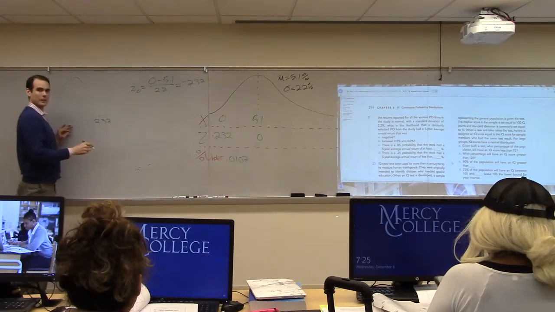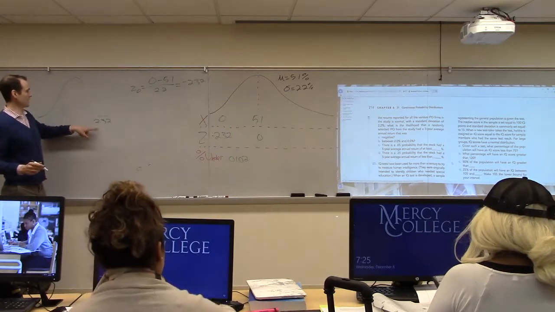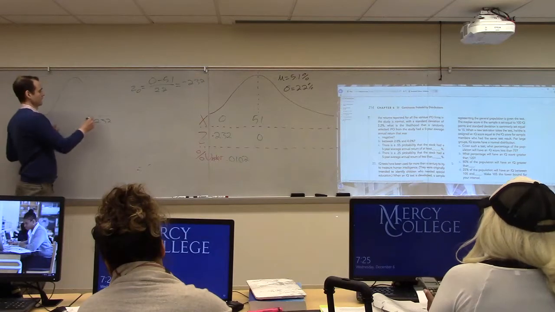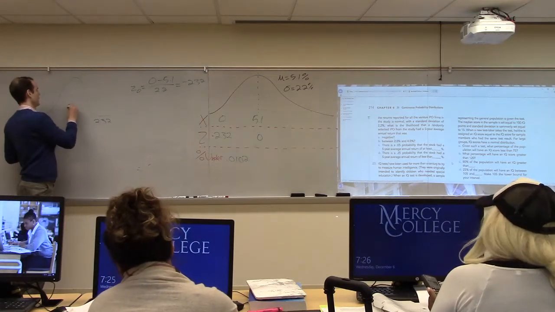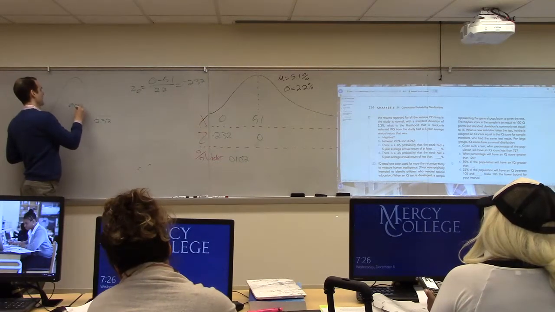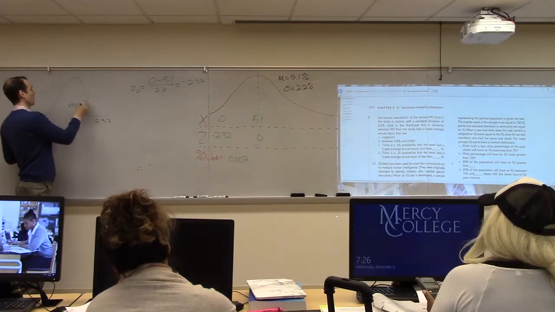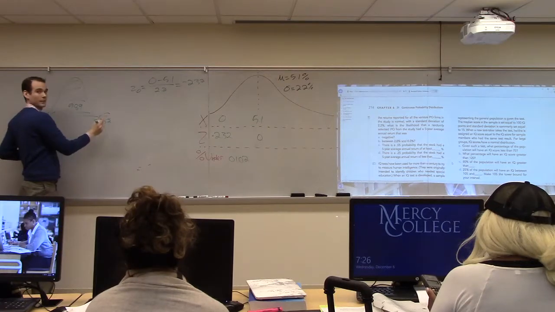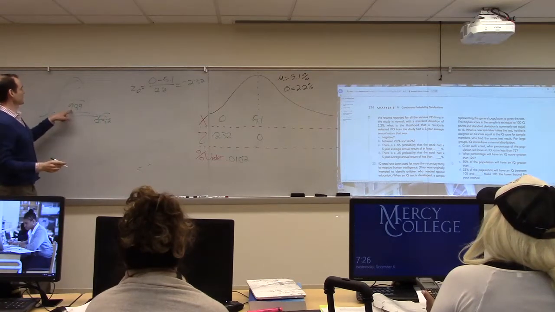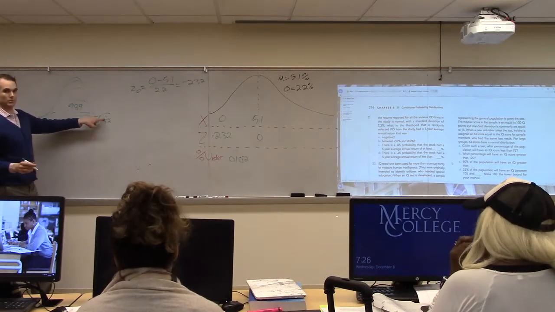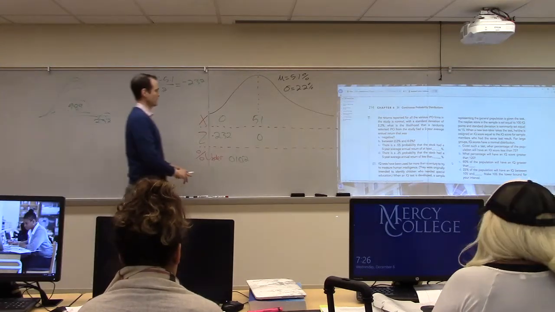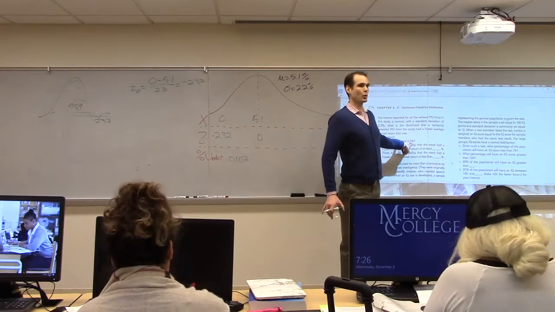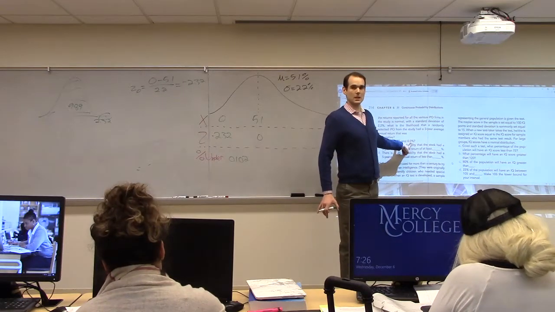So do you have a z-table, Nick? Yes. Look on the z-table and tell me what's the area under the curve for 2.32. 0.9898. Okay, so that's all of this, right? And what we want is this. So 1 minus will give us this little tail. Fantastic.